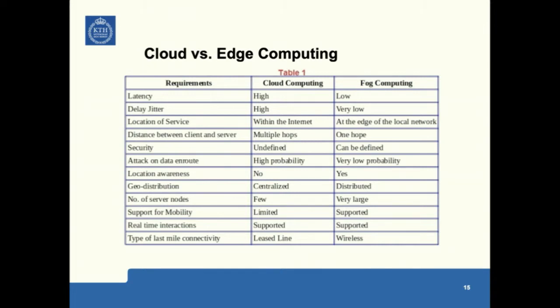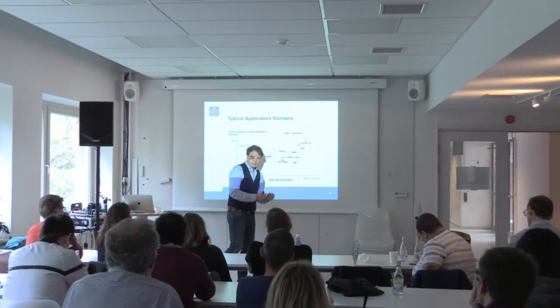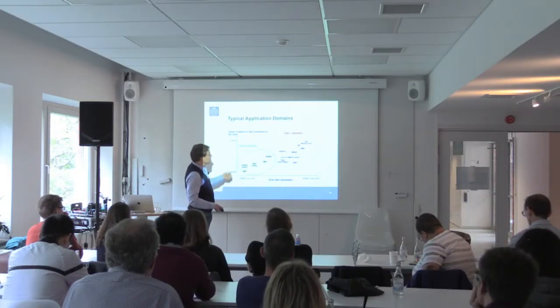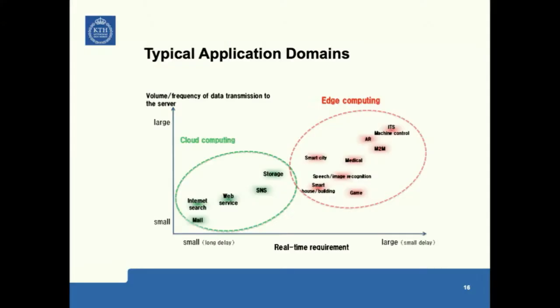When you talk about typical application domains, you can cluster them according to the volume of data transmitted to the server, from small to large, and with respect to the real-time requirements, from small to large, meaning we need small delays, so the requirements are really large. So edge computing is going to be very beneficial in this domain, where you have large volumes and very small delays.